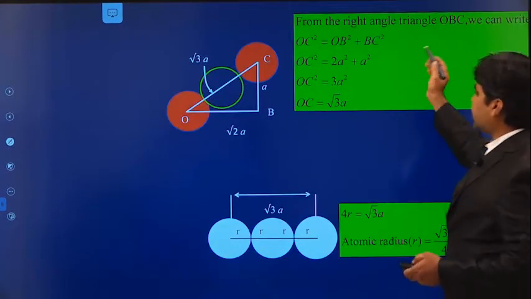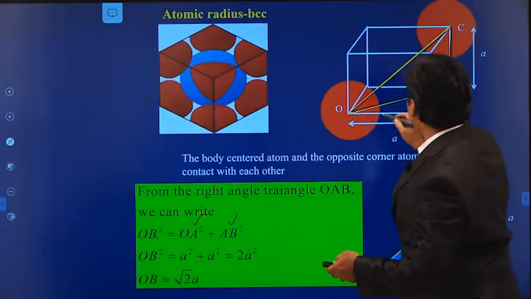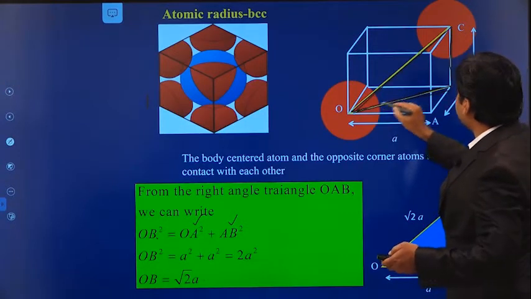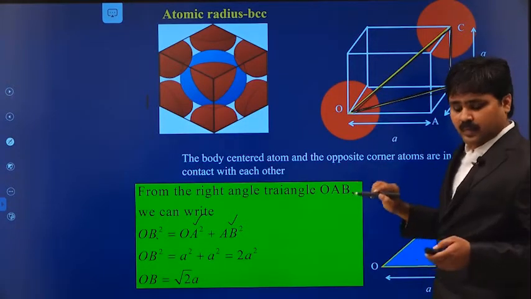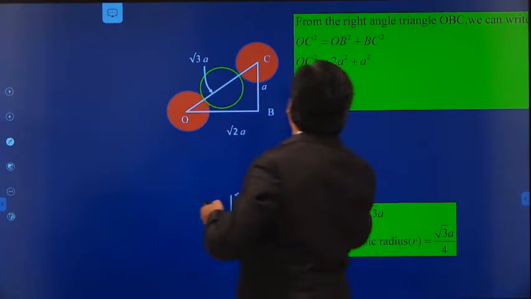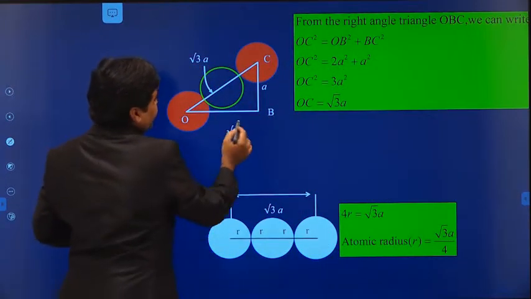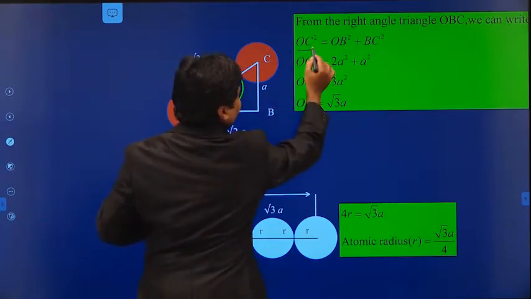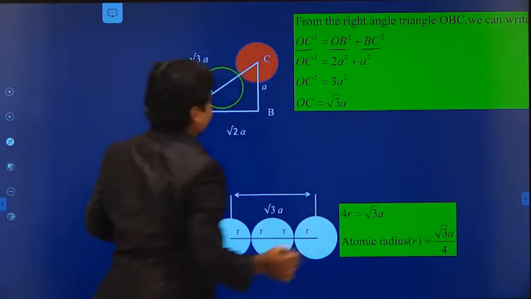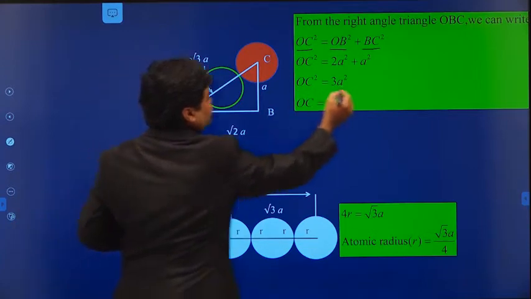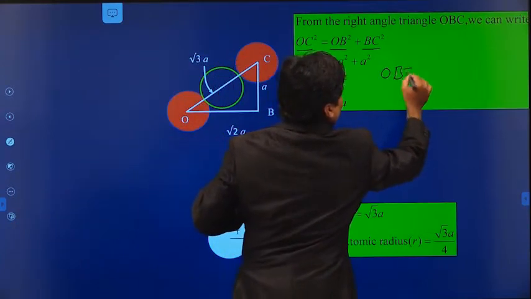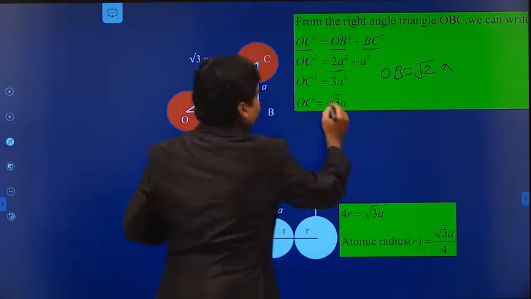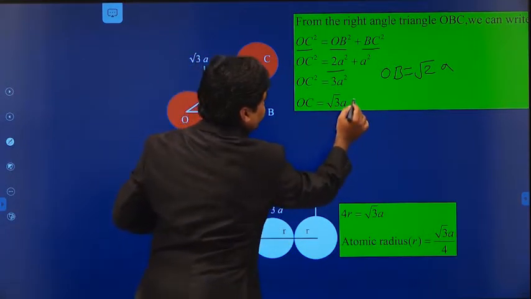And now we need to calculate the OC value. In order to calculate the OC value, we take the right angle triangle OBC. From the right angle triangle we can write side square plus side square equals hypotenuse square. That is, OC square equals OB square plus BC square. Because OB equals square root of 2A, if you square it, you get 2A square. So then OC equals square root of 3A.